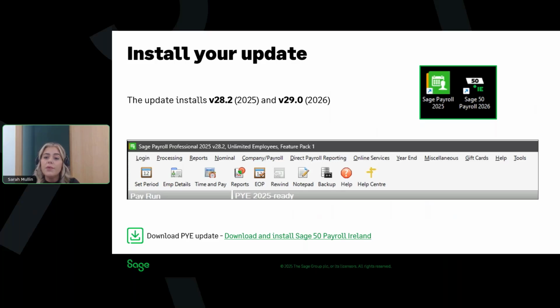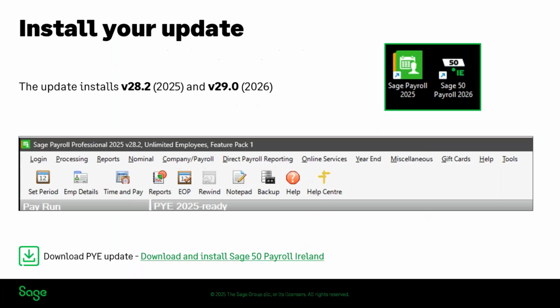Now, this update will install 2 things. First, it's going to update your current tax year to version 28.2, which is going to add the year-end functionality that you'll need. Secondly, it installs version 29, ready for the new tax year. It's pretty easy to check which version you're on. The easiest way is just by looking at the top of the screen in the software, but let's jump into a quick demo of this and put that into practice.